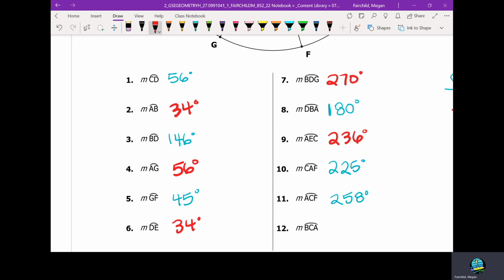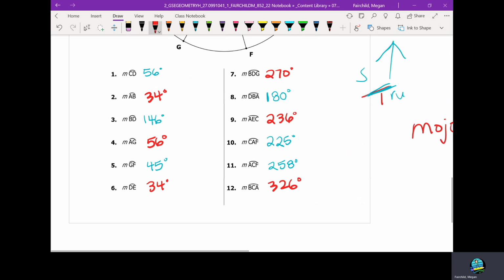12, Charlie. Charlie, what is it? Sophia. Piper. How much is it? What is it? How much? 326. All right. Homework's in there.